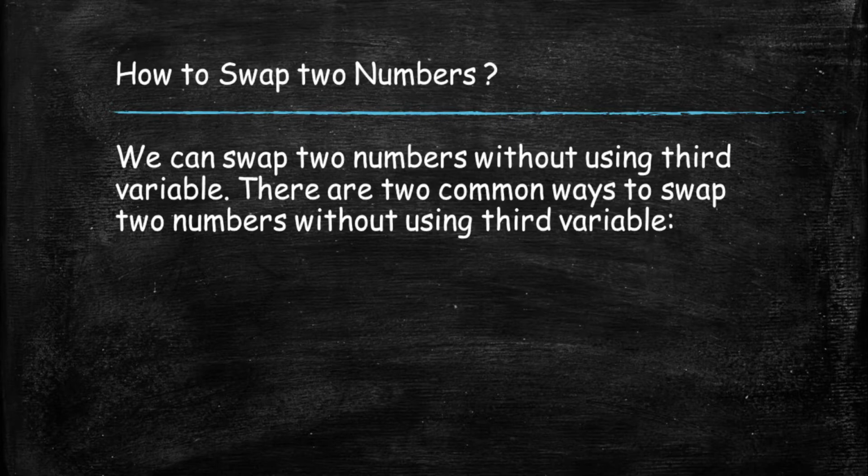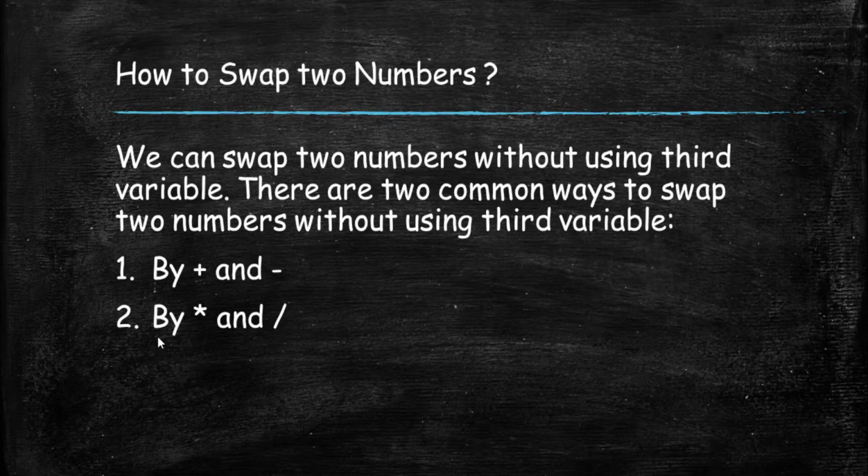There are two common ways to swap two numbers without using a third variable. First is plus and minus. You can use these two operators, plus and minus, to swap two numbers without using a third variable. And the other way is to use multiplication and division. First we will see how we can write this program using multiplication and division.